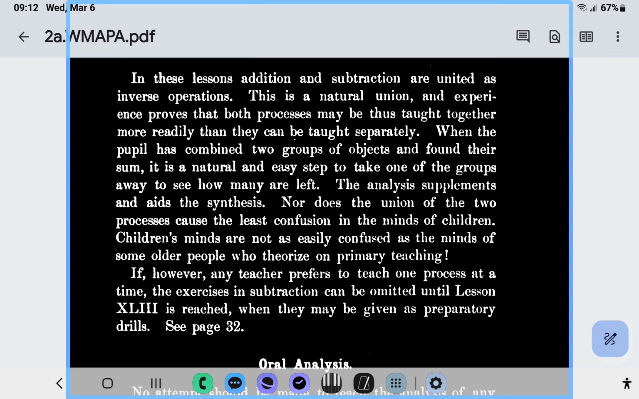No attempt should be made to teach the analysis of any of the examples in the first 30 lessons of the primary arithmetic, and nothing will be gained by requiring the pupil to give reasons for processes or results.